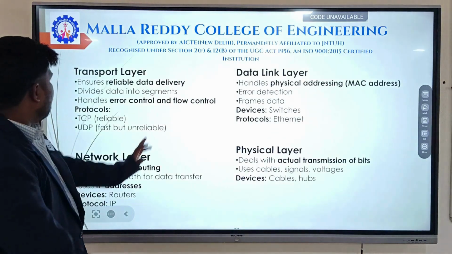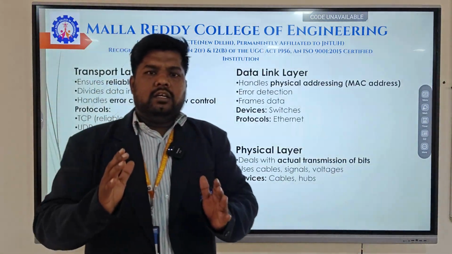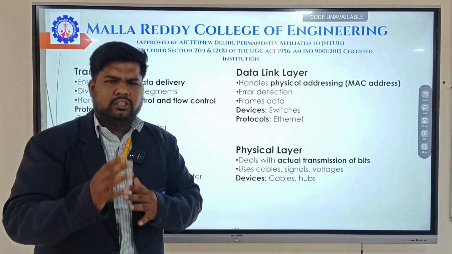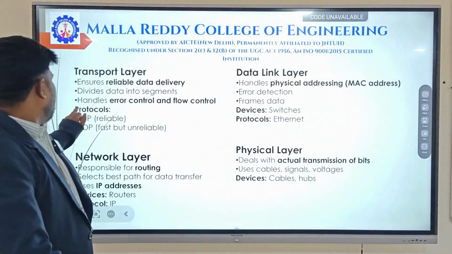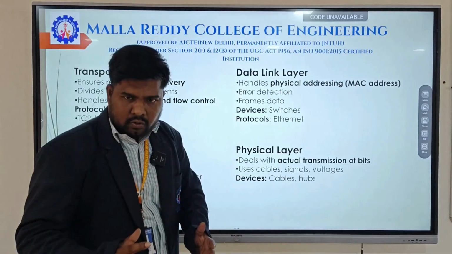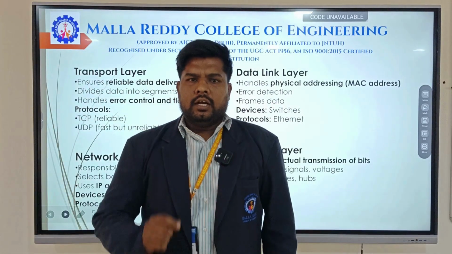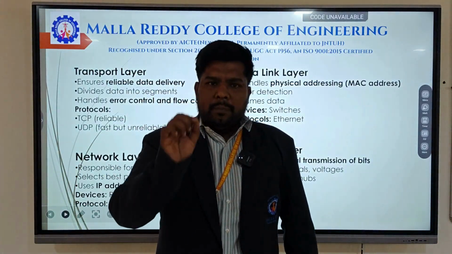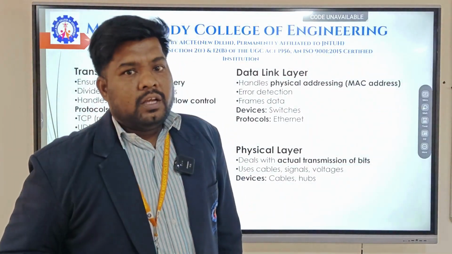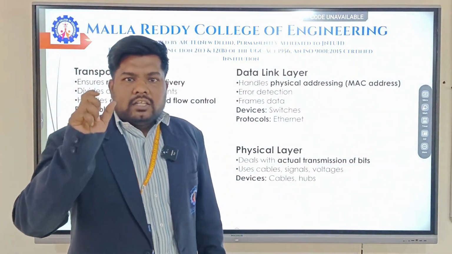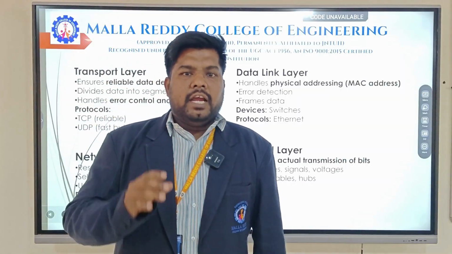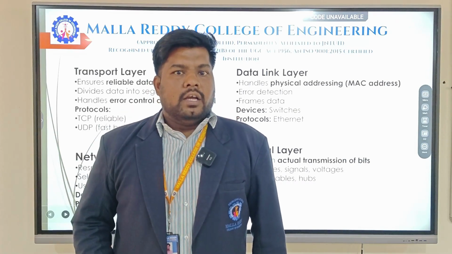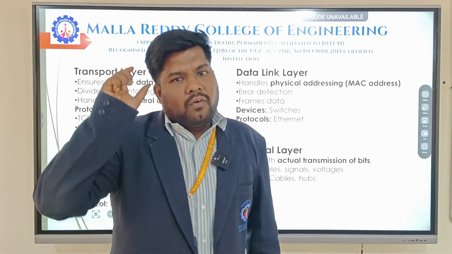Now coming to the transport layer. This is the end-to-end delivery of the data. The data is divided into segments, small chunks of data. It handles error control and flow control. There are 2 protocols, TCP and UDP. TCP is the Transmission Control Protocol, whereas UDP is the User Datagram Protocol. TCP establishes a connection and gives an acknowledgement, whereas UDP does not give an acknowledgement, so the data will transfer faster.